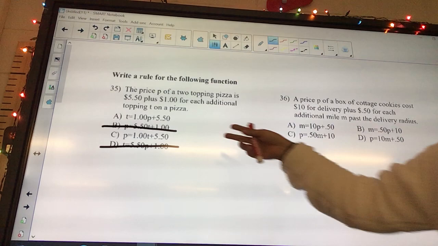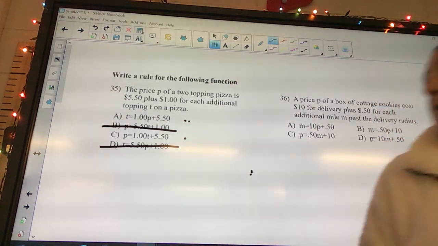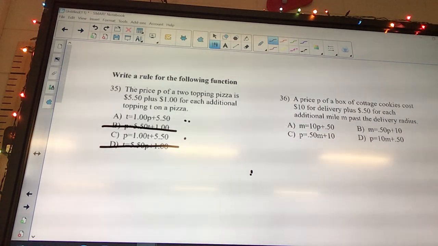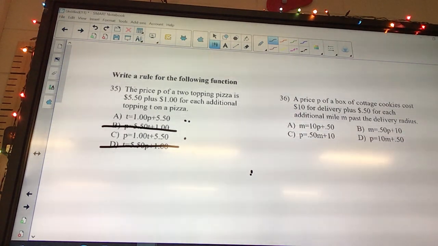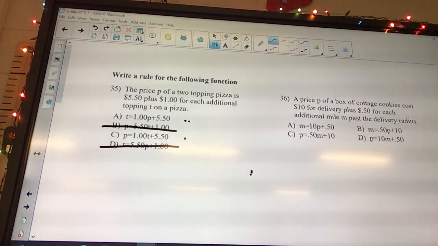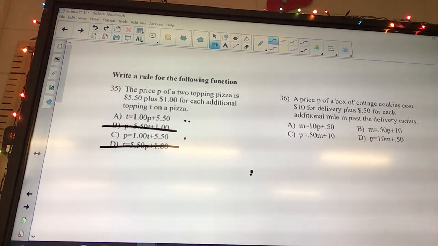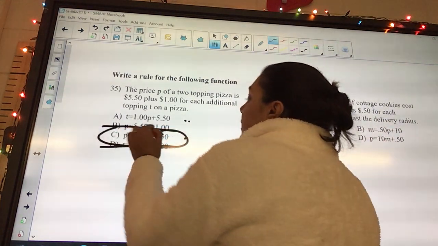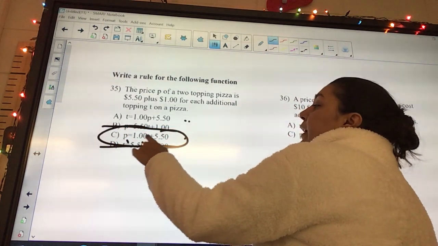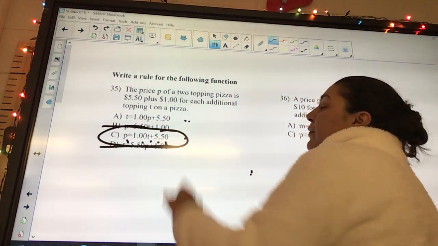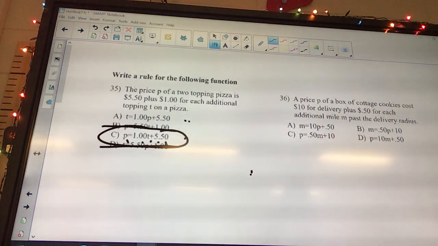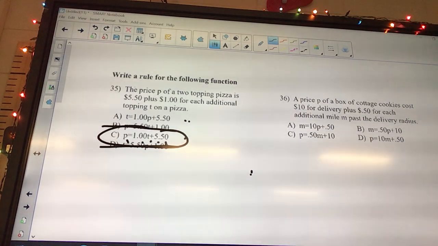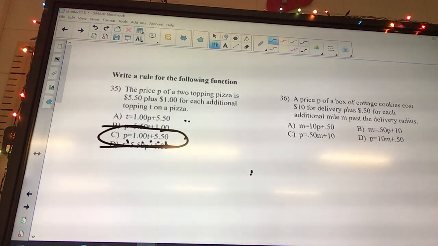Okay, and so what is the difference between A and C? The variables. Okay, so what goes where? Does the P come first or the T comes first? The P. So what answer choice is that going to be? C. Okay, this says the price of a pizza is $1 for each topping plus $5.50. Okay, so if we go to the pizza place and we get pizza, we need at least $5.50.